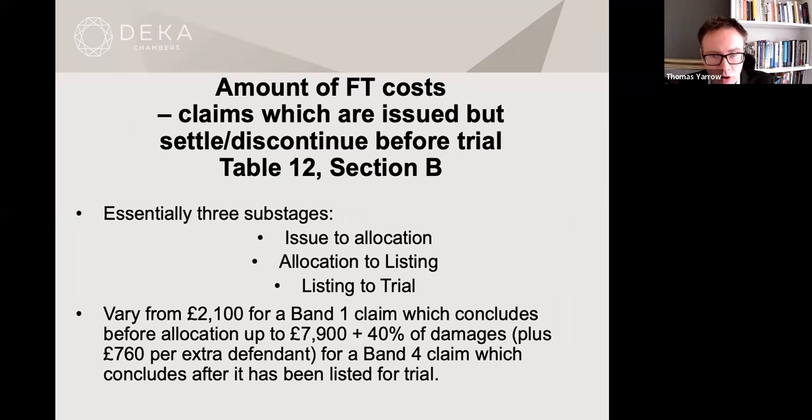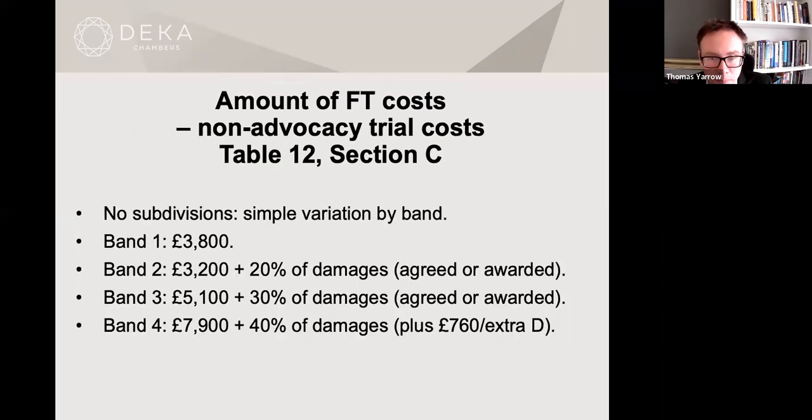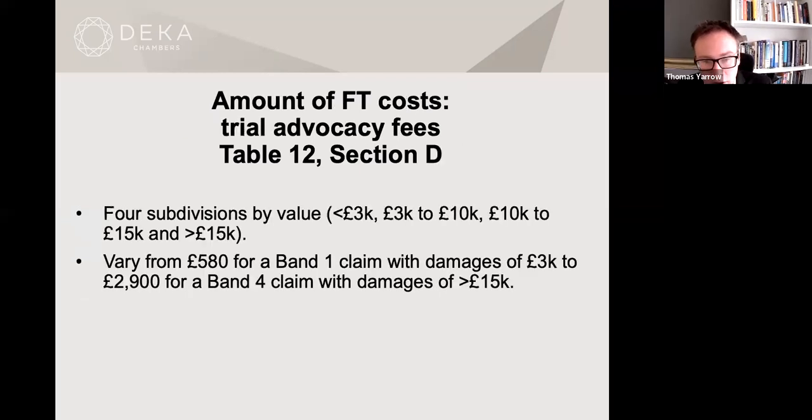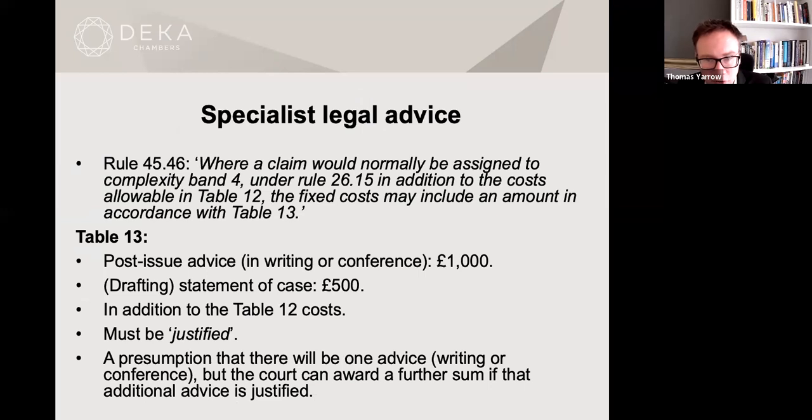Again, I'm not going to read these out. We've already covered these, and again, these numbers are slightly different because of inflation. So I will change them before we send out the slides. If we can nip on to the next slide, Anirudh. And again, this is section C, trial costs, and again, same point about inflation since these slides were drawn up. So skip this one, and trial advocacy fees, again, not going to read it out.